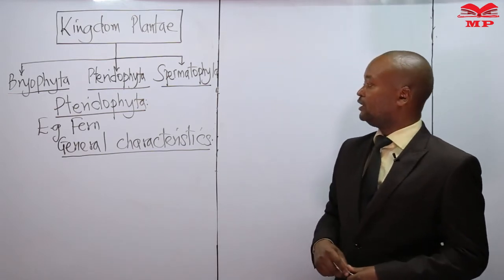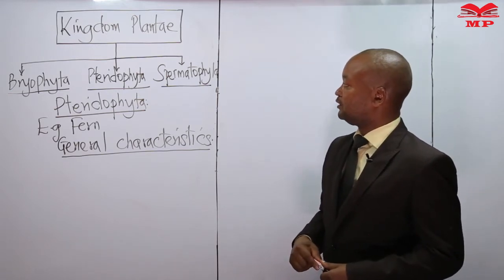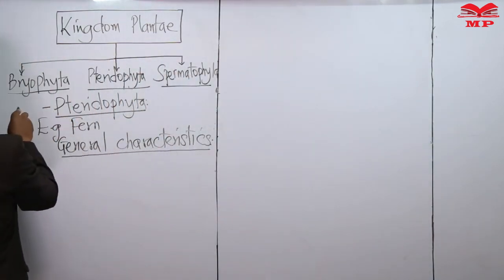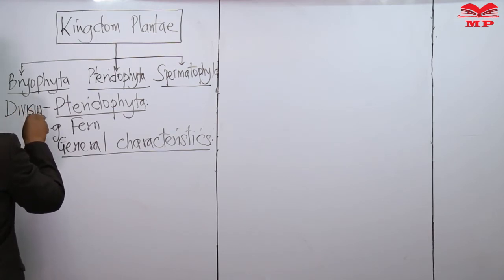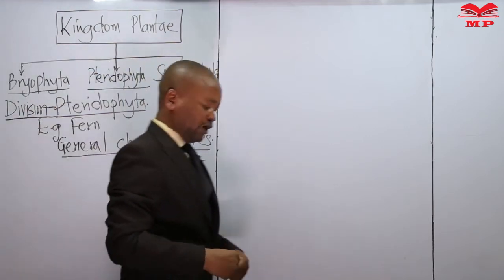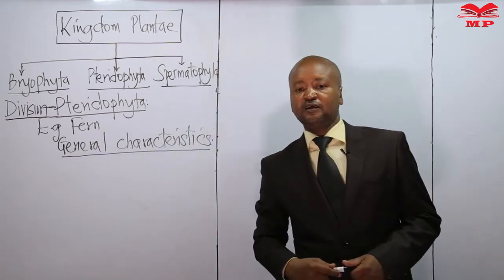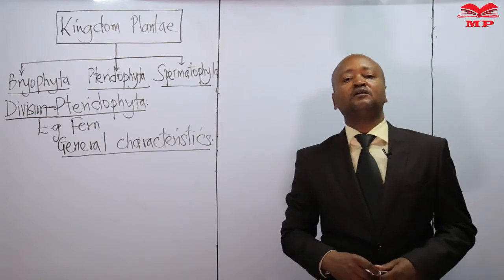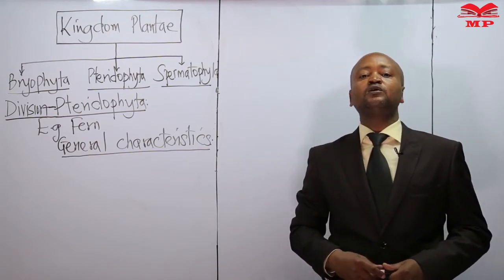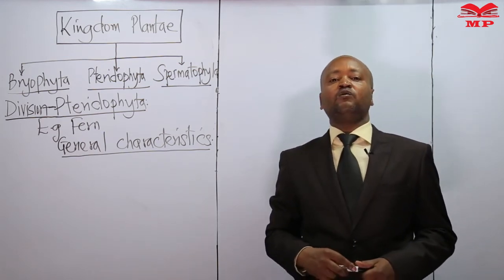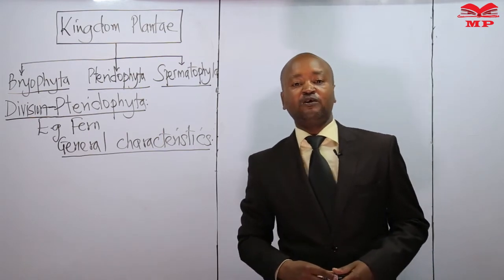Then for members of division Pteridophyta, remember for plants we call them divisions, but for animals we call them phylum. So we have that division. One of the general characteristics of this division is that the plant is differentiated into roots, leaves, and stems, but they don't have flowers.